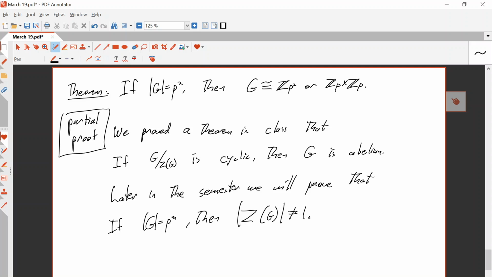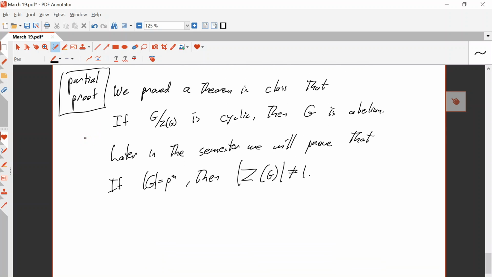So any group that has order a power of a prime, so order 2, 4, 8, 16, 32, 64, order 3, 9, 27, 81, 243, order 5, 25, 125, 625, and so forth, does not have a trivial center. The center has to have stuff in it aside from the identity. So later in the semester we will prove that.